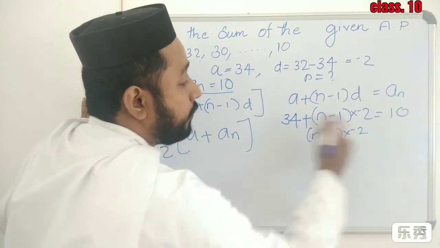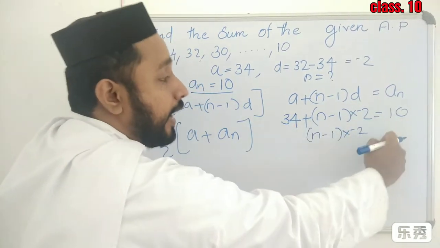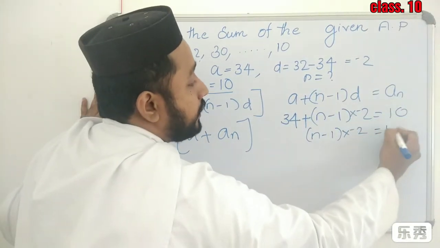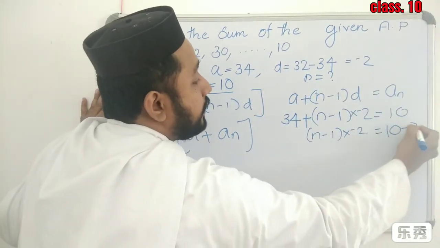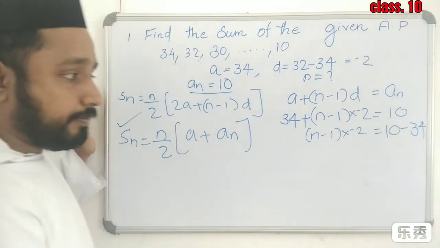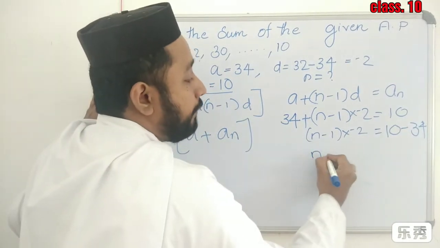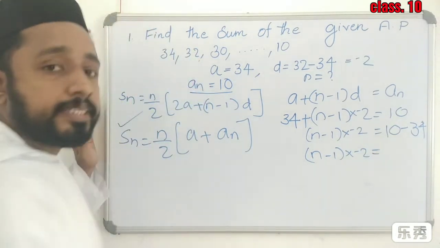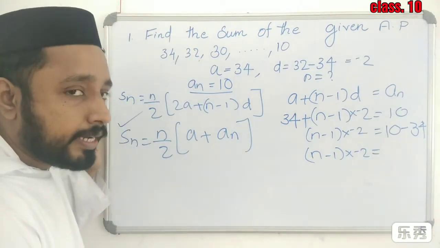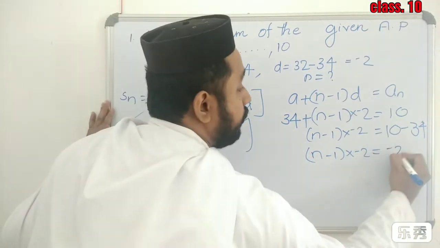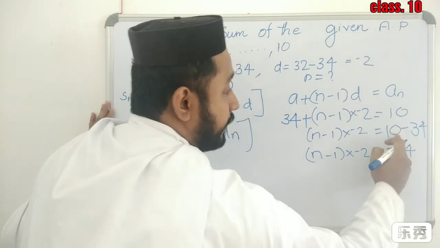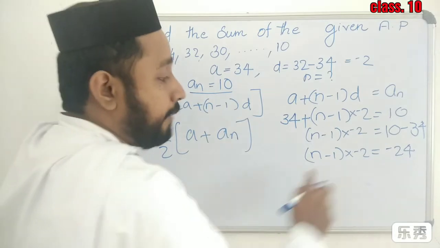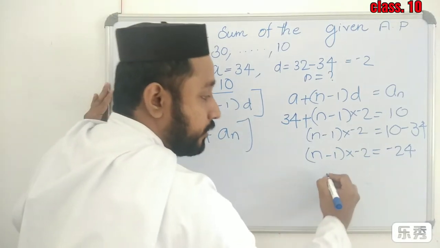we are moving this 34 to the RHS. Here plus 34 goes to the RHS, it will become minus 34. So 10 is there, minus 34. So n minus 1 into minus 2 is equal to 10 minus 34. 10 minus 34 means minus 24. So n minus 1 into minus 2 is equal to minus 24.